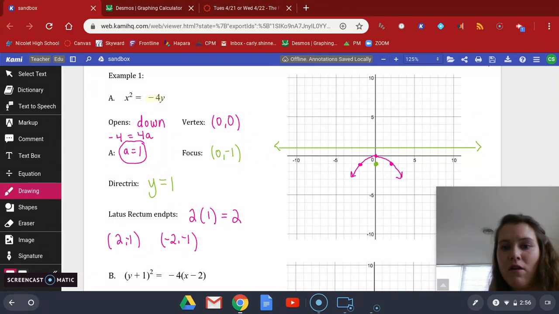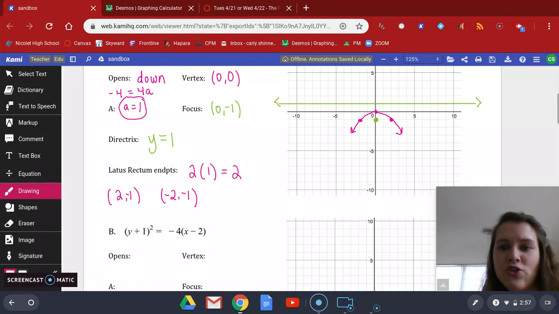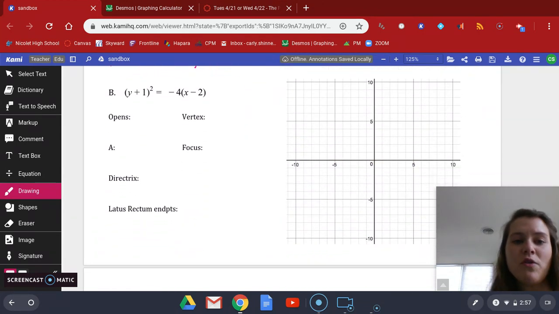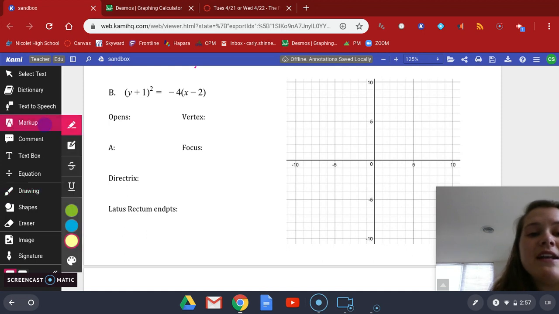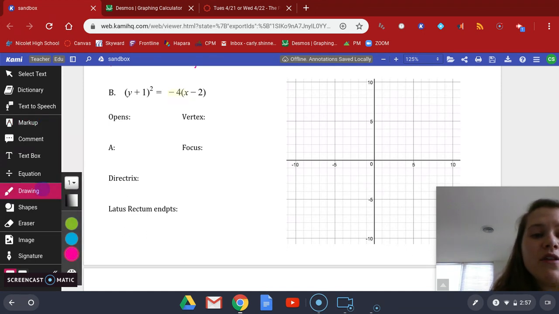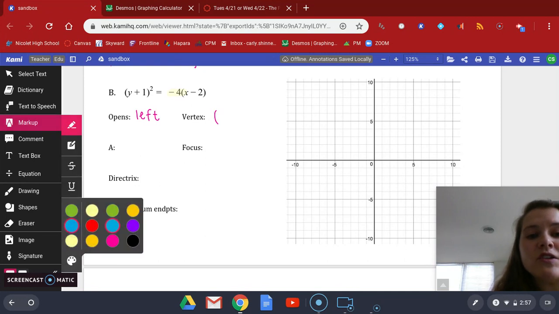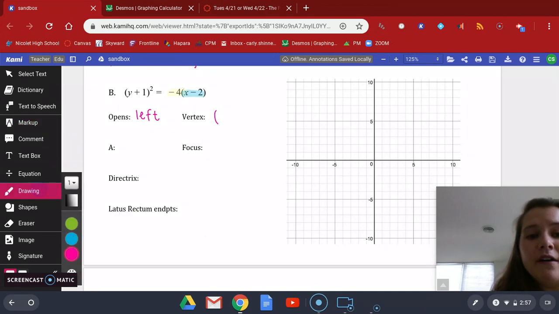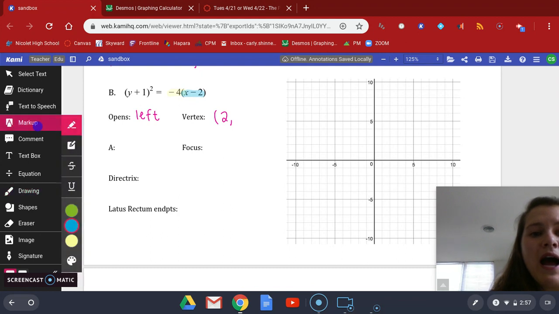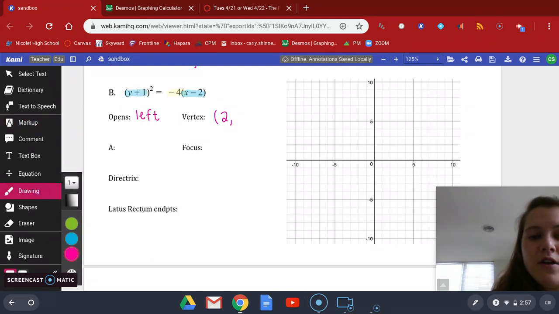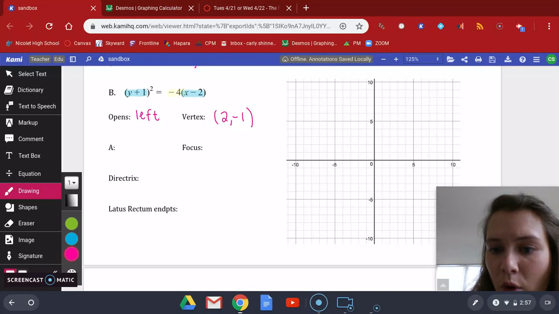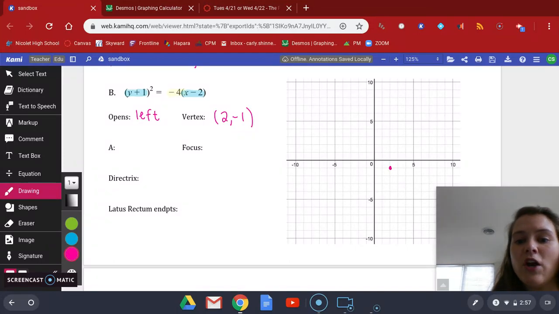Cool beans. All righty, let's try another. So this time I notice that my y is squared. So that tells me it's either going to be left or right. Because of that negative out front again, I know that this is going to open left. To get the x coordinate of the vertex, I look over here. And to get the y coordinate, I look over here. So I get a vertex of 2, negative 1. It's going to open to the left.